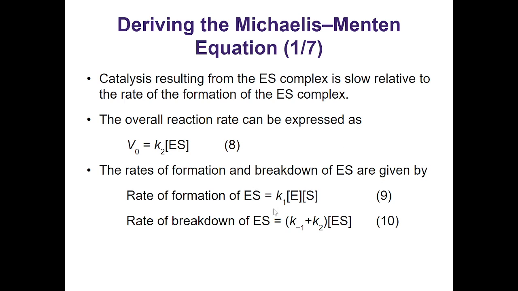The rate of breakdown of ES would be this form right here. Note that ES can break down two different directions, right? It can go backwards to freeing the substrate and freeing the enzyme. Okay? It can go forwards to making product, right? And either way, we would have lost the enzyme substrate complex, but we have to account for those two, and so our constants will be added. Another way of saying this is we would have had two rate laws. We've added those together, and then we've taken ES from both of them and put it into one term.